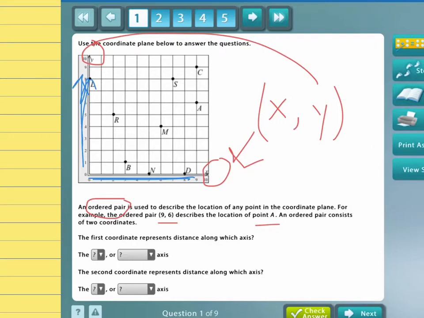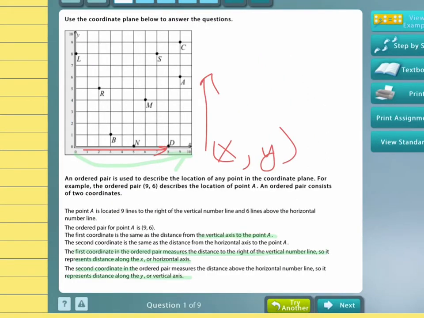So the ordered pair to find is 9, 6. The first coordinate represents the distance along the x-axis, or horizontal axis. The second coordinate represents the distance along which axis? It's the y-axis, going up and down, and that's the vertical axis.